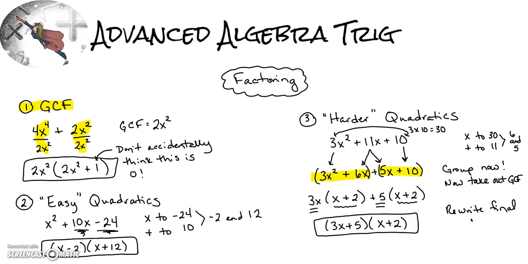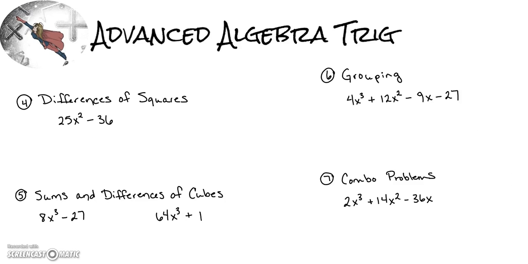Now there are many other different ways to do these harder quadratics. There's also just guess and check. And I've even had students tell me about magic X's and magic boxes. So there's a lot of different ways to do the harder quadratics, but this is the way that I always do it, and I recommend it for most people. So now moving on. Our fourth type of factoring is differences of squares.